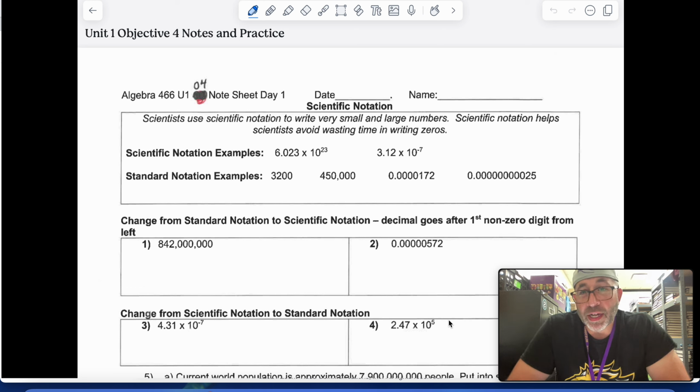Today we're going to be working on the notes for Unit 1, Objective 4, which has to do with scientific notation.